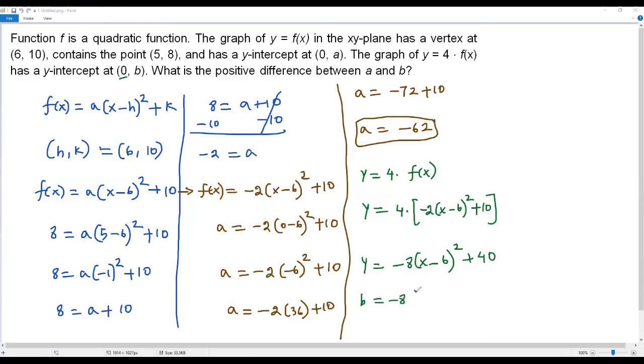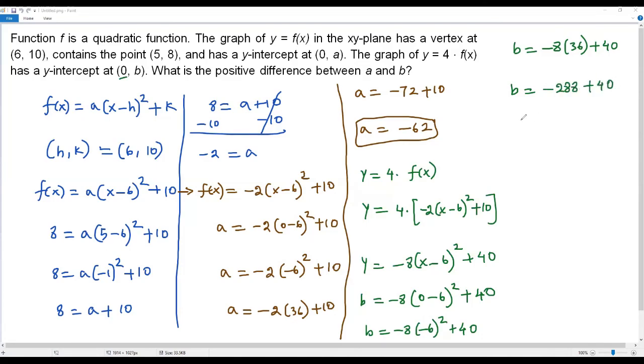Then b equals negative 8 times (0 minus 6) the whole squared plus 40. And b equals negative 8 times (negative 6) the whole squared plus 40. Now b equals negative 8 times, the evaluation of negative 6 squared is 36, plus 40. Then b equals, negative 8 times 36 is negative 288, plus 40. Then b equals, when I combine negative 288 and 40, I'm getting negative 248. Okay, now I got the value of b as well.